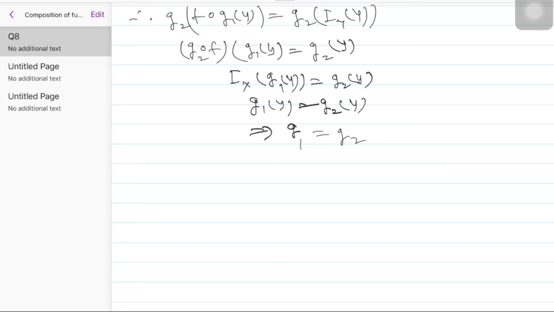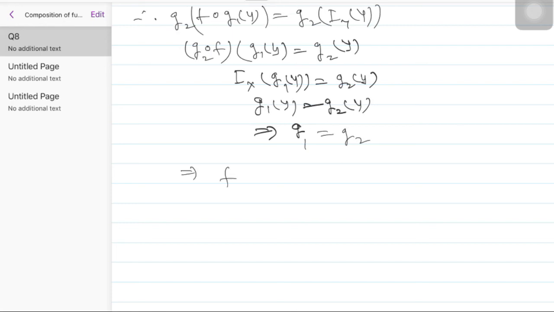So it means that if a function is invertible, it will have a unique inverse. It means that f has a unique inverse. Hence proved.